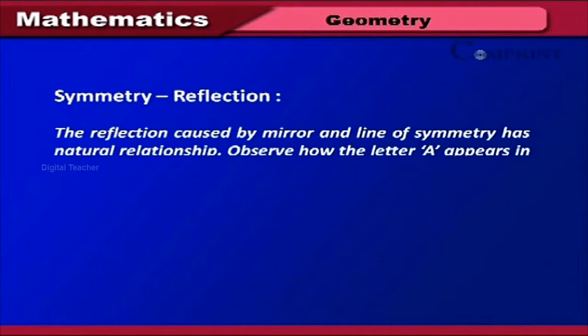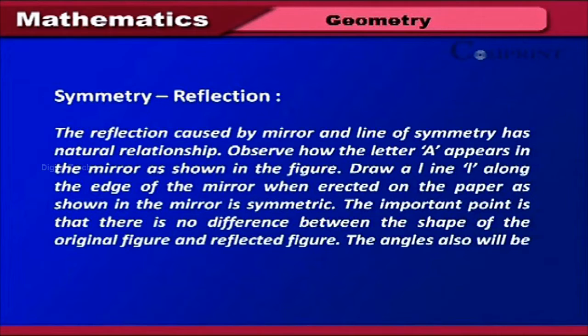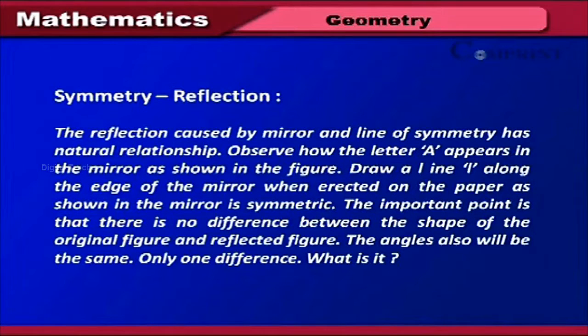Symmetry, reflection. The reflection caused by a mirror and line of symmetry have a natural relationship. Observe how the letter A appears in the mirror as shown in the figure. Draw a line L along the edge of the mirror when erected on the paper as shown in the figure. With respect to this line, the figure so formed in the mirror is symmetric. The important point is that there is no difference between the shape of the original figure and the reflected figure. The angle also will be the same. Only one difference, what is it?